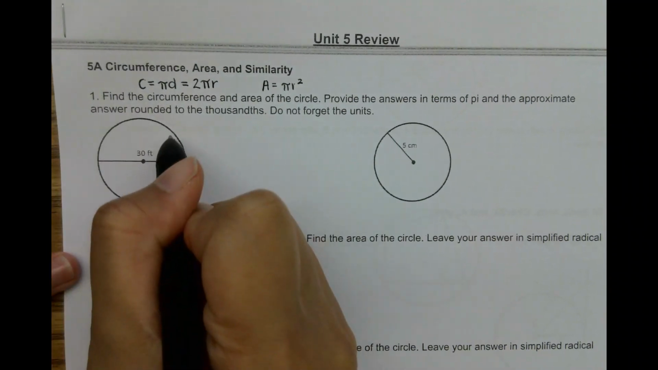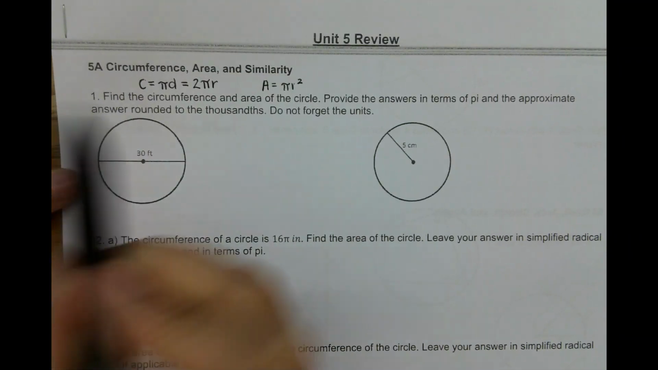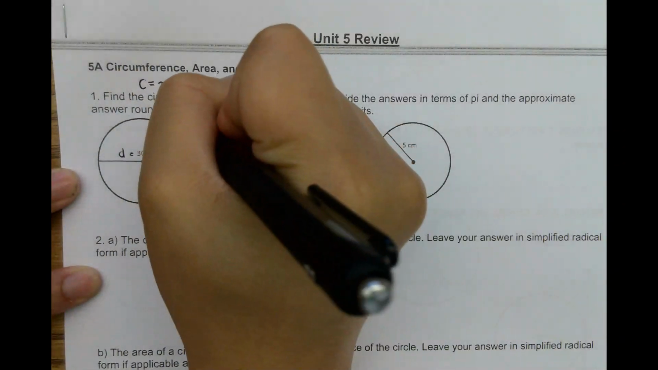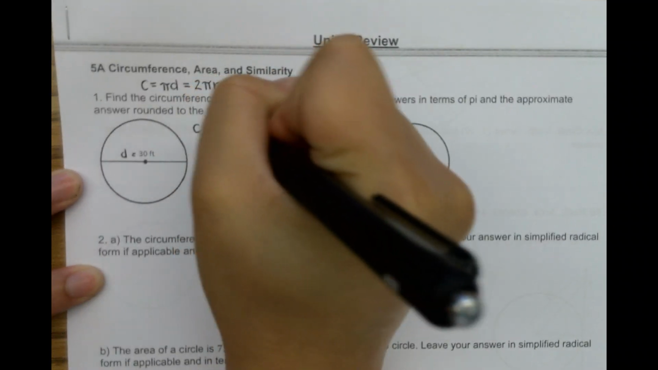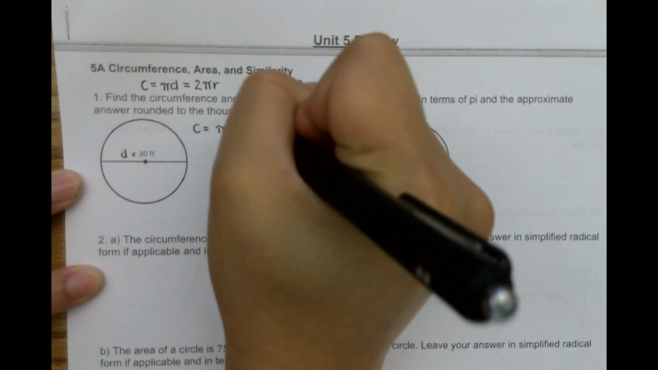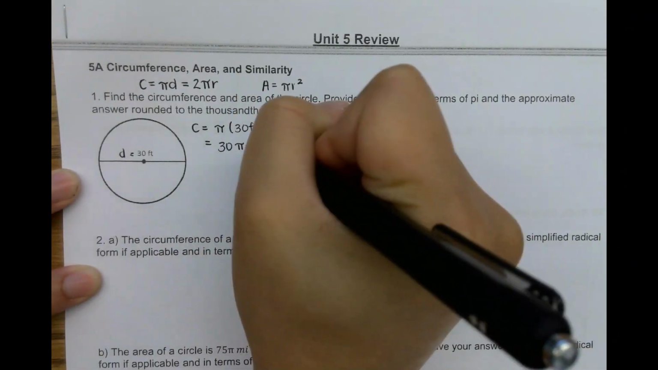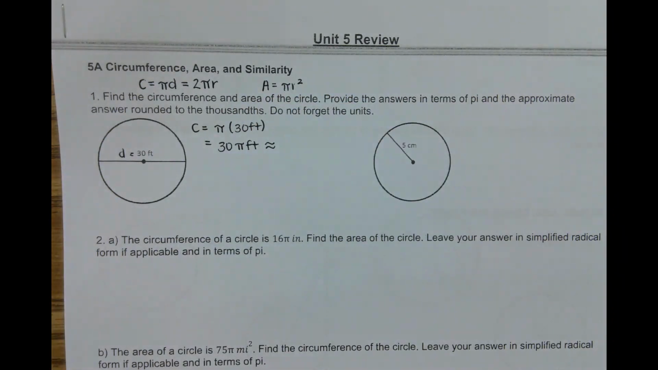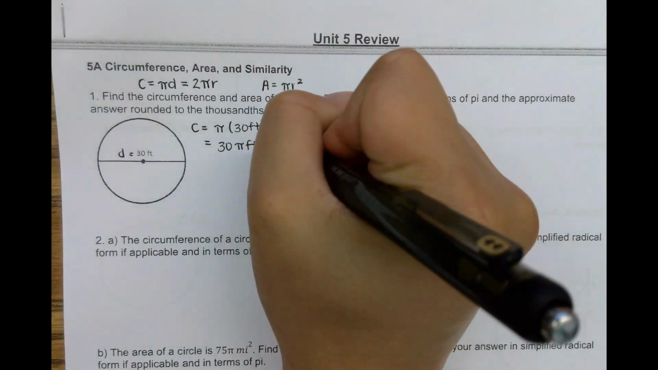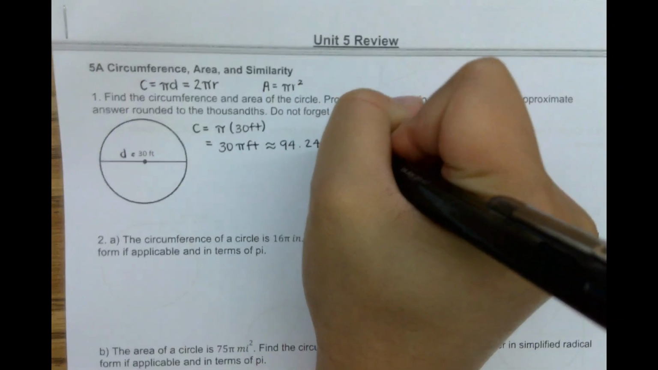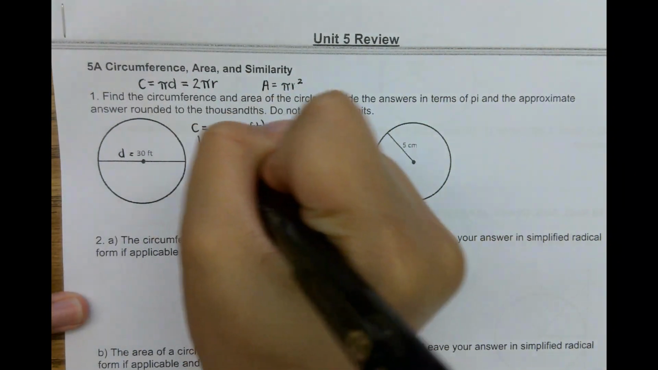Okay, so here in the circle, I am given the diameter. This is d here. So if I was finding the circumference, it'd be pi times diameter, which is 30 feet. So circumference is 30 pi feet. That's the exact answer in terms of pi. And then it is approximately 94.248 feet. Okay, so that's the circumference.